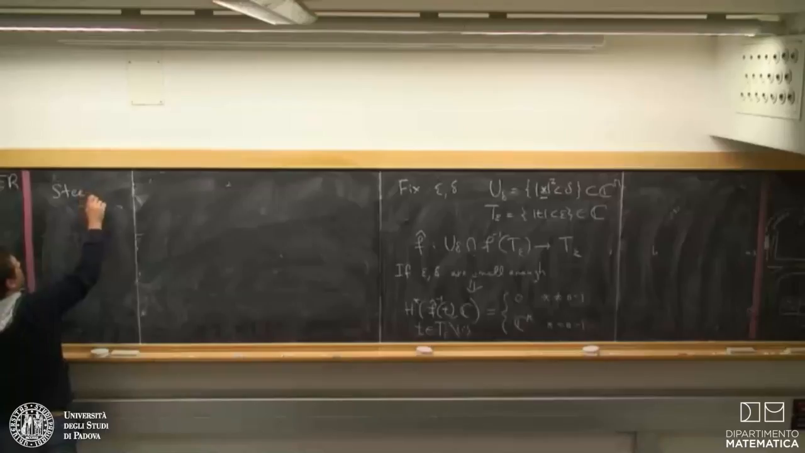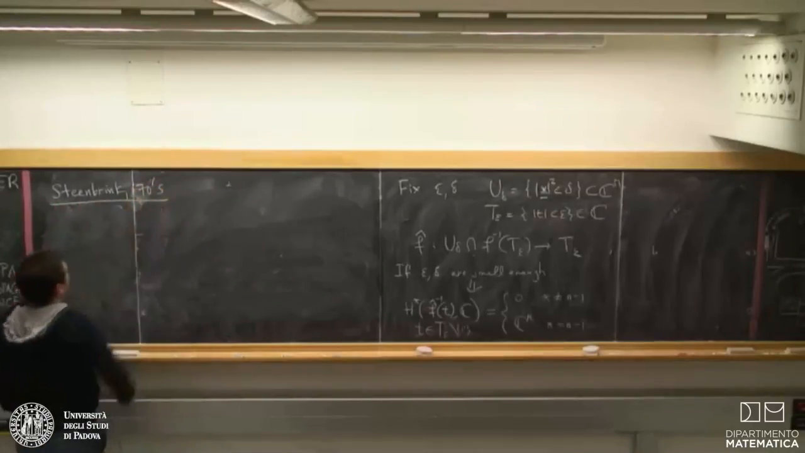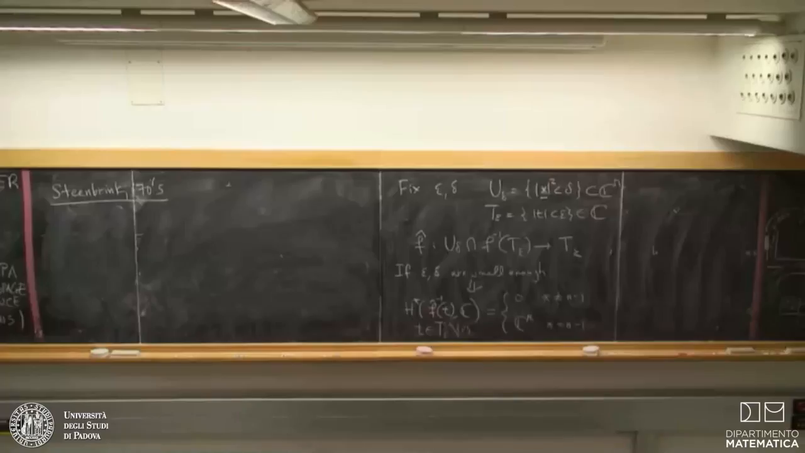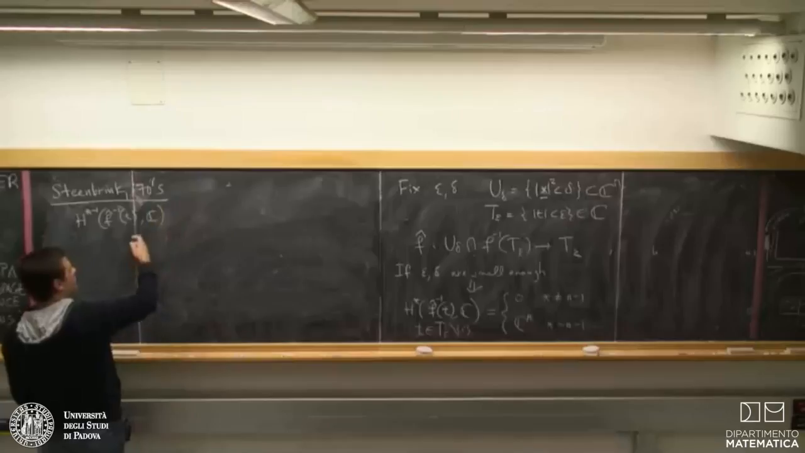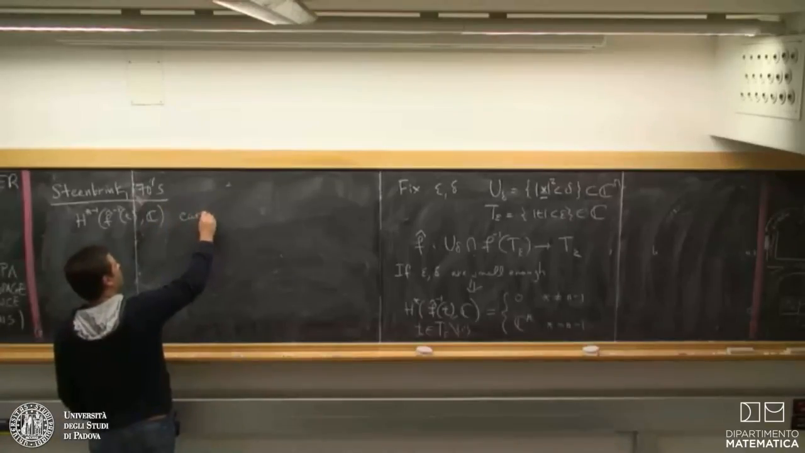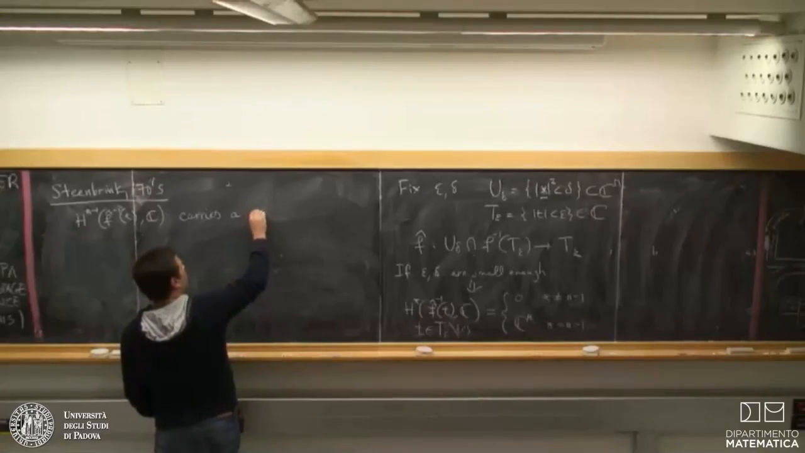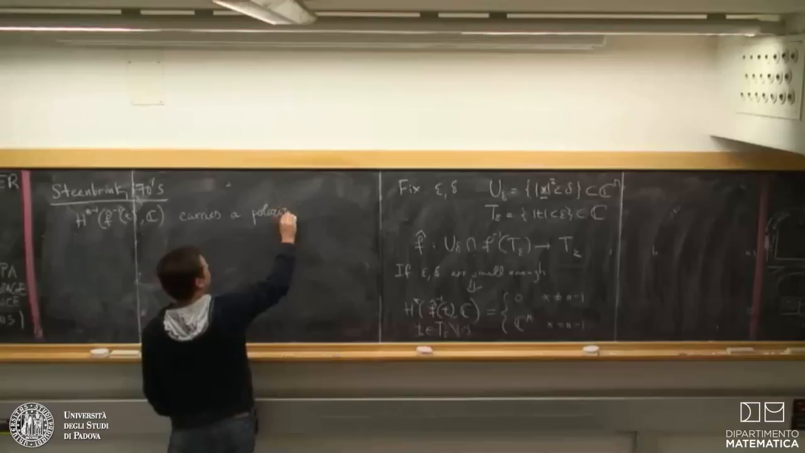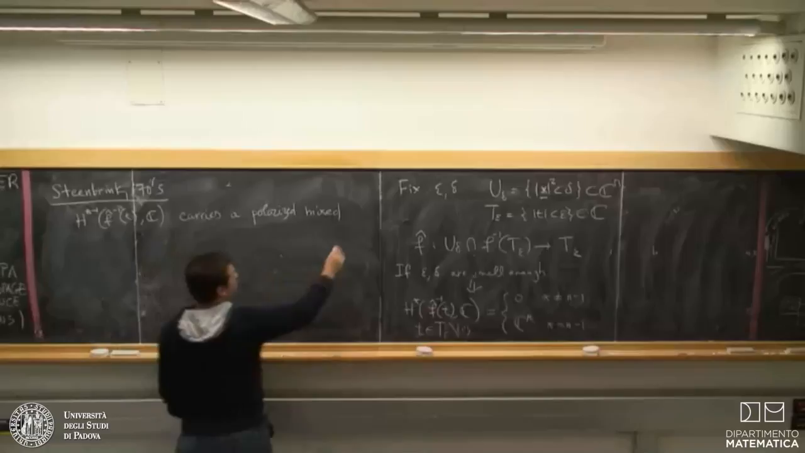At the end of, maybe in the middle of the 70s, I'm not sure, Steenbrink proved that this cohomology group carries a polarized mixed Hodge structure.